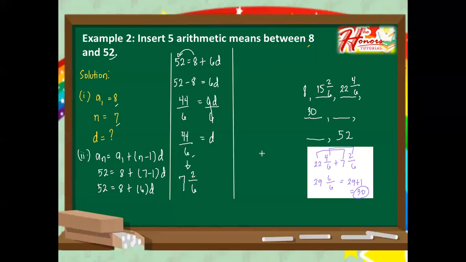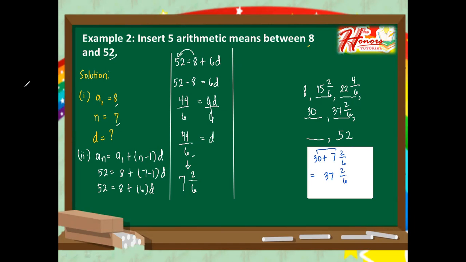Next, 30 plus 7 and 2 over 6. So that's 30 plus 7 and 2 over 6. Just add the whole numbers, 30 and 7. That's 37 and 2 over 6. And that's the answer. Write it here. So 37 and 2 over 6.